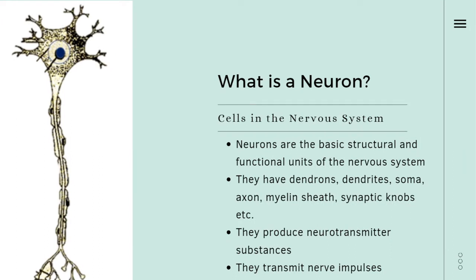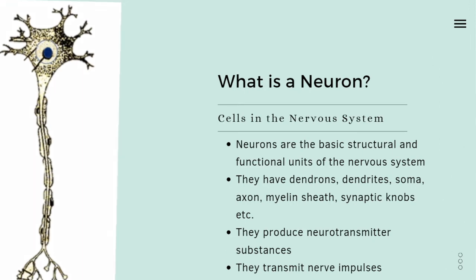Neurons are the cells in the nervous system. They are the basic structural and functional units of the nervous system, which means that they are the cells which the nervous system is made up of. They have different structural processes like dendrons, dendrites, cell body or soma, axon, myelin sheath, synaptic knobs, etc. The neurons are concerned with the transmission of nerve impulses, and for that they produce different neurotransmitter substances.